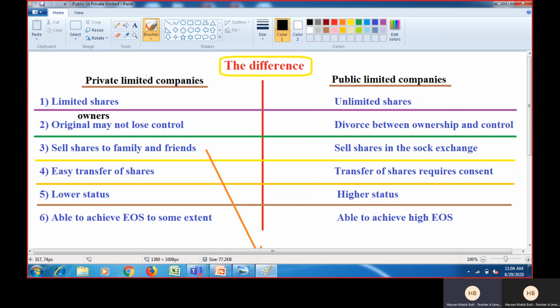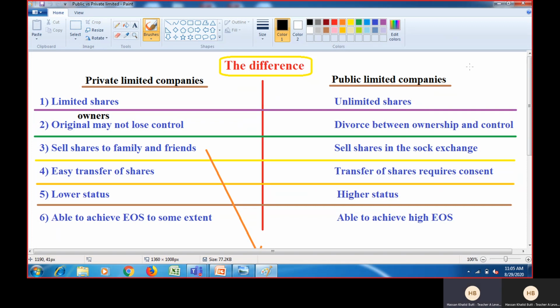So when we say that they lose control, it means that they cannot manage the business. They cannot take part in any of the activity which is linked with managing the business, or in that case, the company, right? So original owners, why do they not lose control?